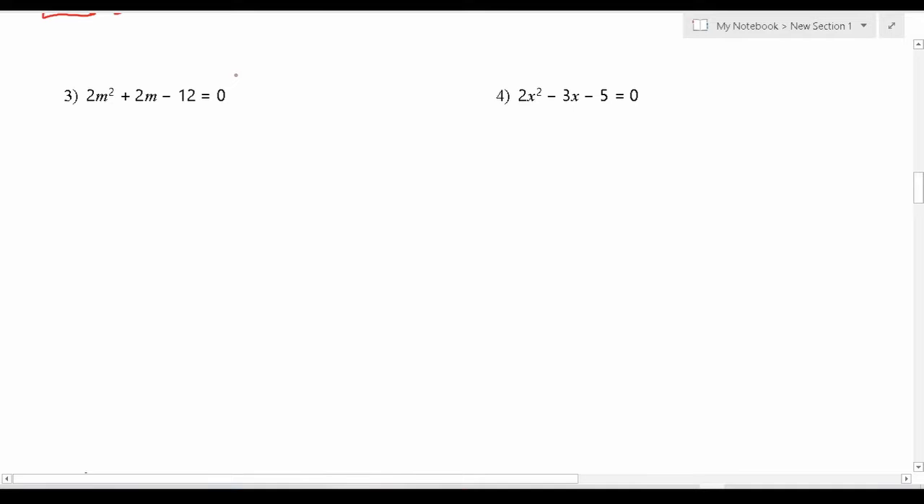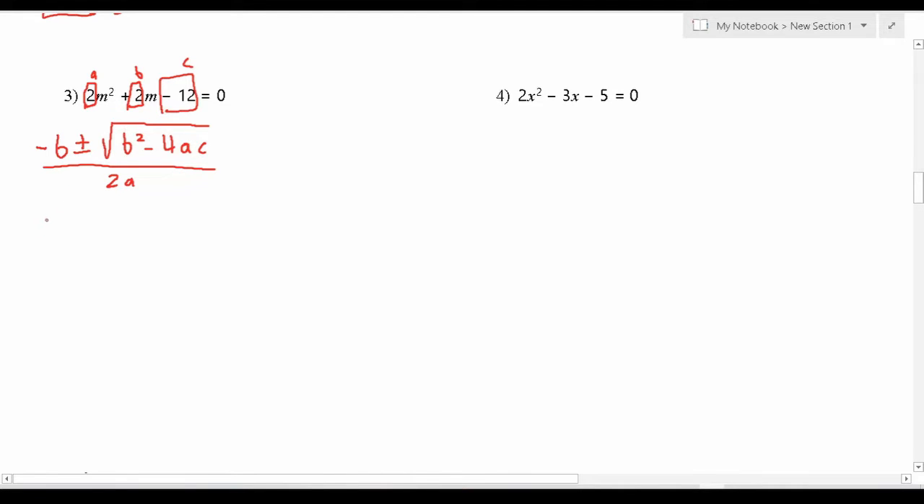All right, number 3, again, identify your a, b, and c to start. A is 2, as we can clearly see. B is 2, and C is negative 12. Remember to include the negatives as necessary. Again, we're just plugging all this into the quadratic formula. That's negative b plus or minus the square root of b squared minus 4ac all over 2a.